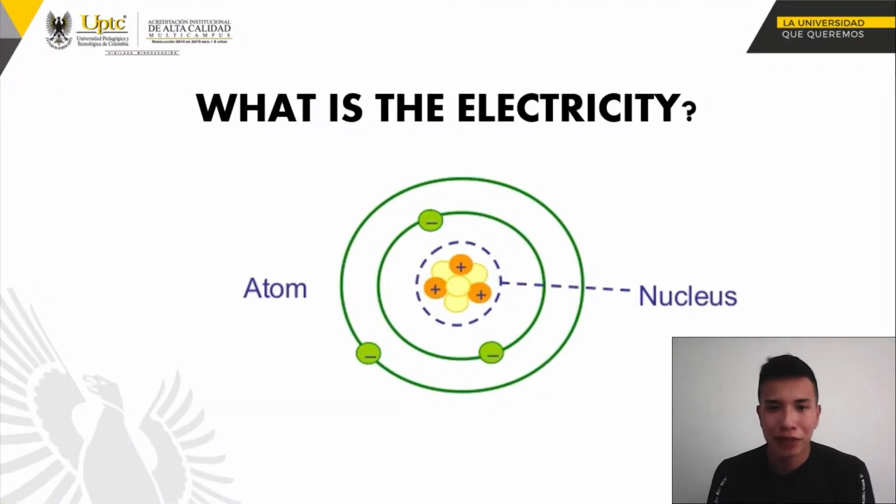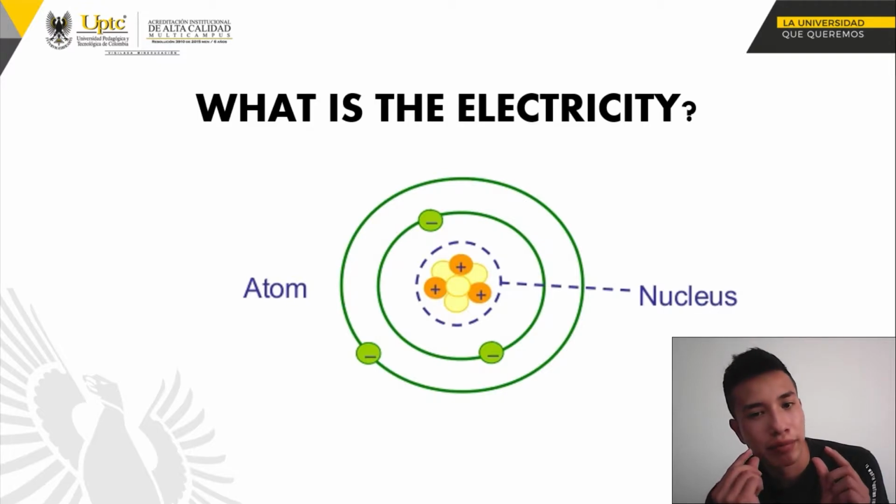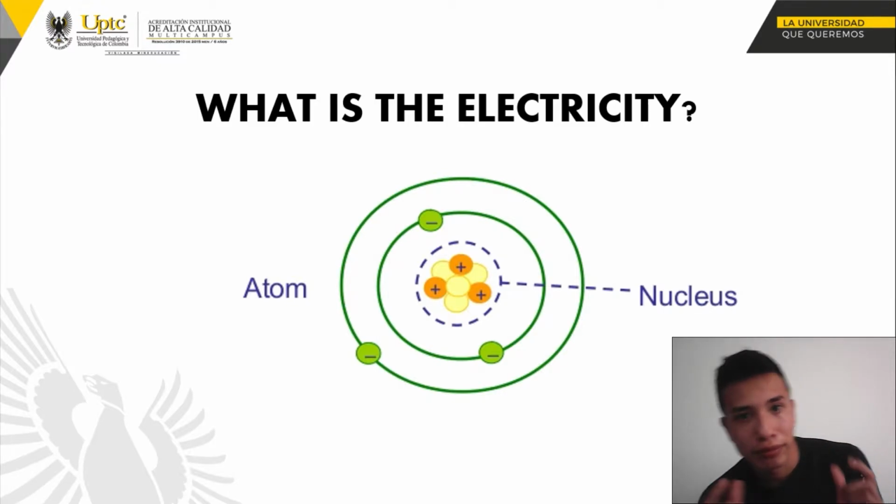What is electricity? Electricity is a form of energy or a flow of electrons. We know that matter is made up of atoms, and the atom has a center called the nucleus. The nucleus contains positively charged particles called protons and uncharged particles called neutrons.